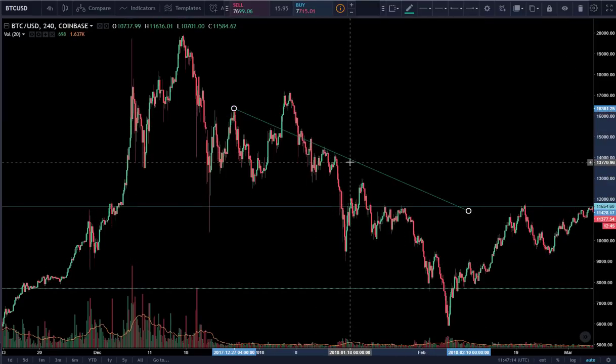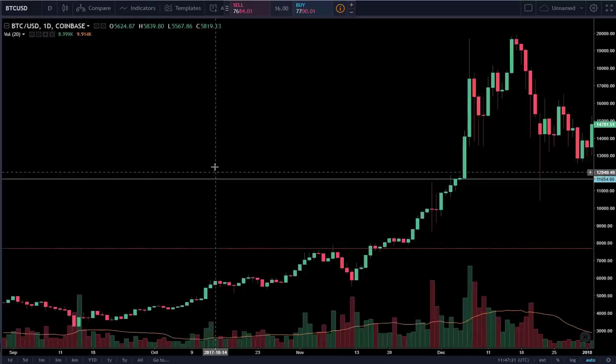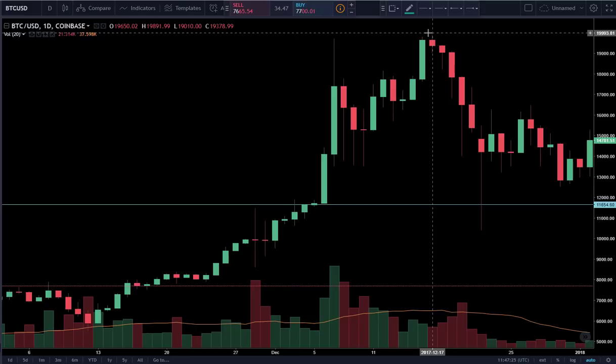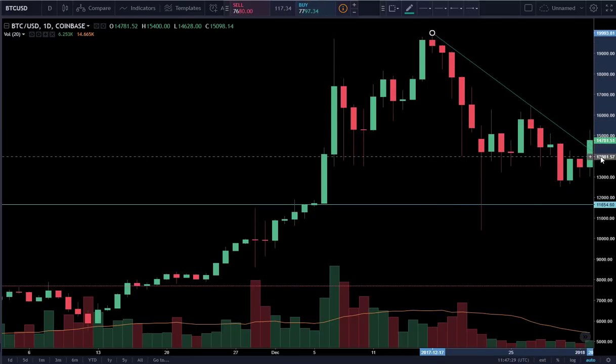You can even zoom out. You can delete that right there, and you can zoom out even further. Let's go to the daily chart, and you can draw one down here like this, from the top here at 19,000 all the way down. You're just connecting the tops of the wicks all the way down.